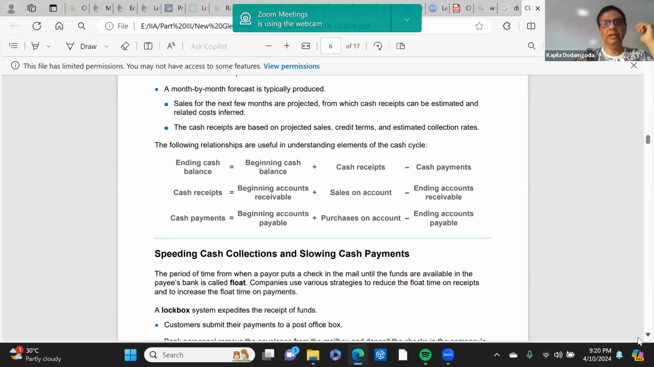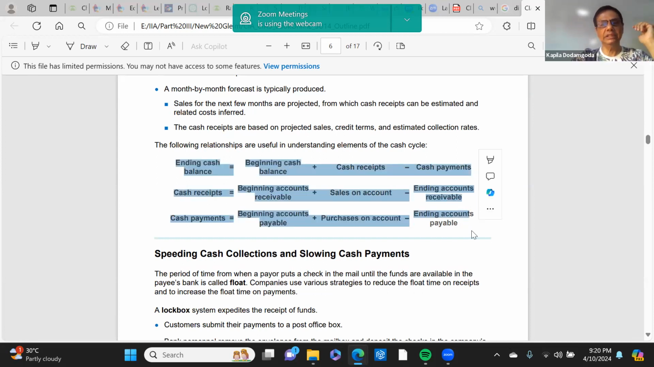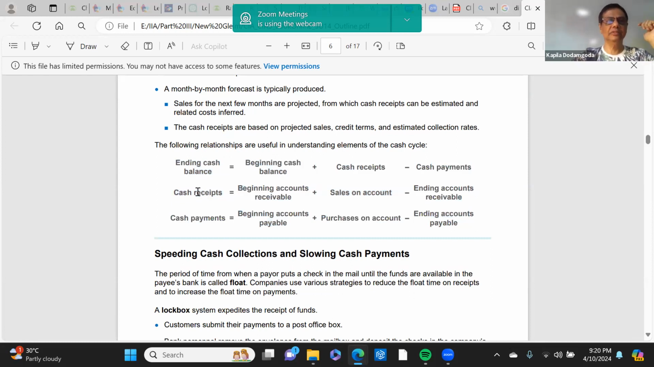Okay, right. Take 2 minutes. This simple thing is given as an equation, just tell me whether you understand this or not. I give you 3 to 4 minutes to understand this. These three equations. Just go through it.